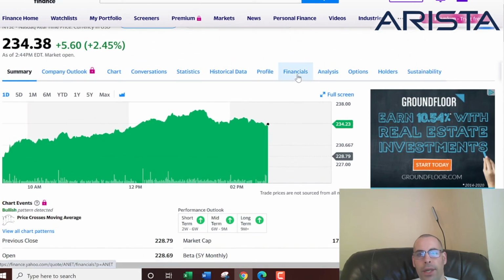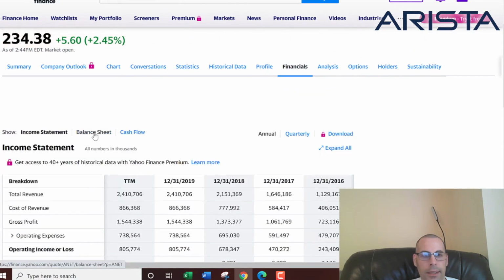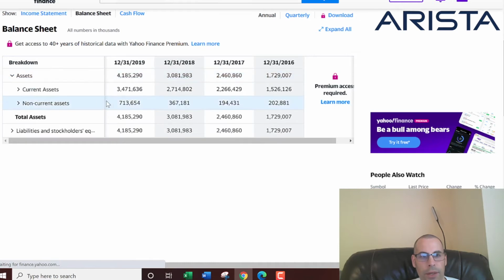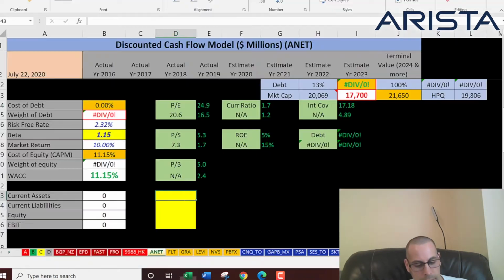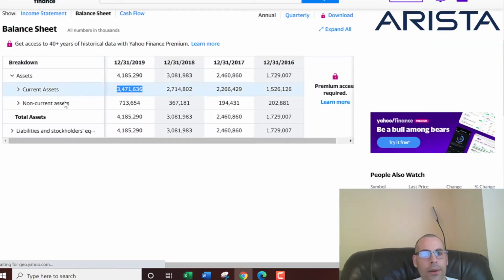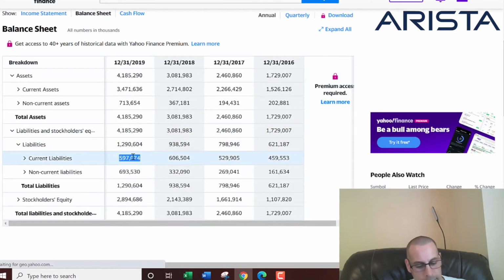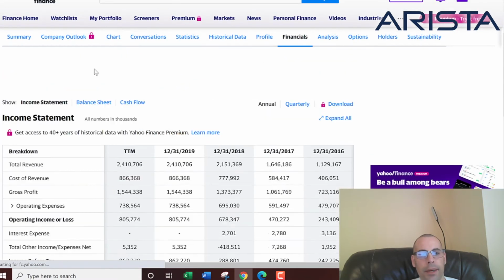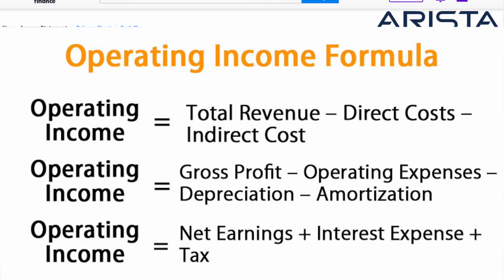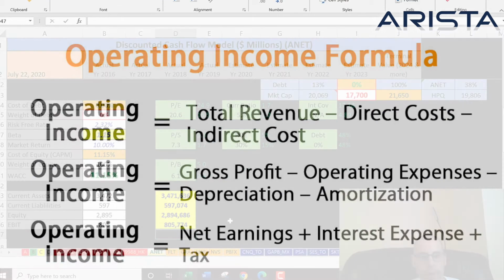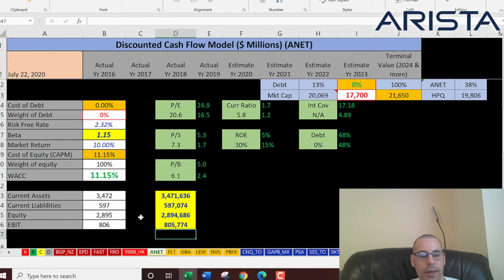Let's go back to the balance sheet to get their current assets. We need this to figure out the current ratio later, and that's 3.5 billion. And let's get their current liabilities. This is how much money the company owes within the next 12 months. That's 600 million. And their equity, 2.9 billion. That's assets minus liabilities. We also need their EBIT, earnings before interest and taxes. That's called operating income on the income statement. That's 806 million. And we need these numbers to calculate the ratios later.